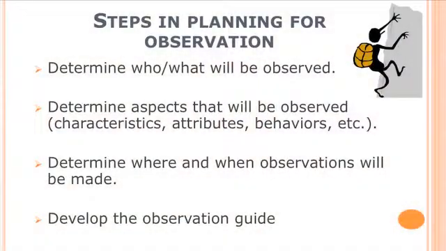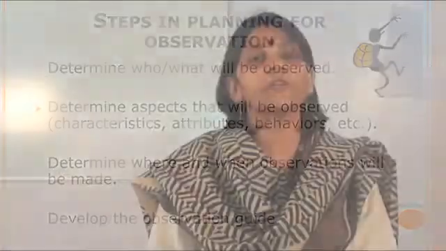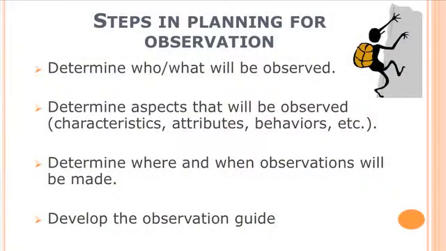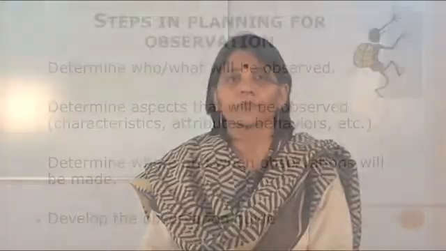Now, what are the steps in planning for observation? The first one is to determine who or what we will observe. We just cannot go out into a situation or place and say that I want to observe. Observe what? So we need to determine what we want to observe. Then the second thing that we need to do is determine the aspects that will be observed. Are we observing some characteristics? Are we observing attributes? Are we observing behaviors? Are we observing leadership styles? What is it that we want to observe?